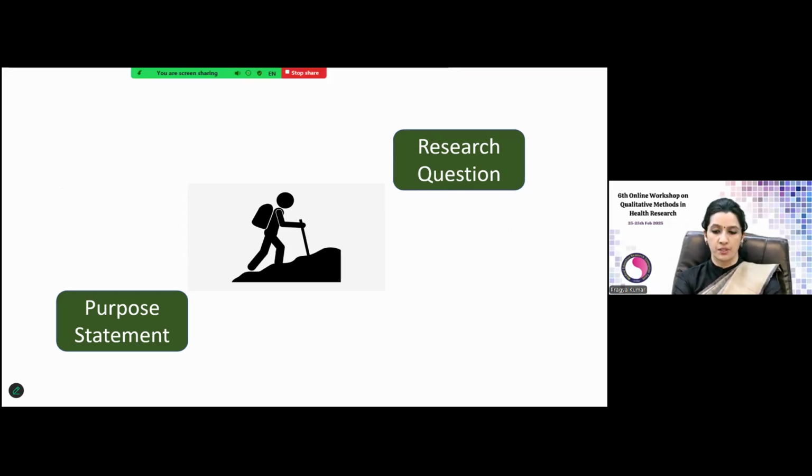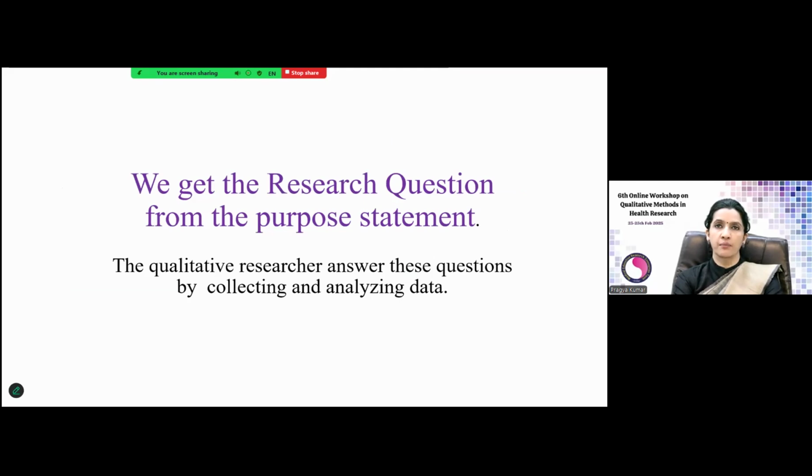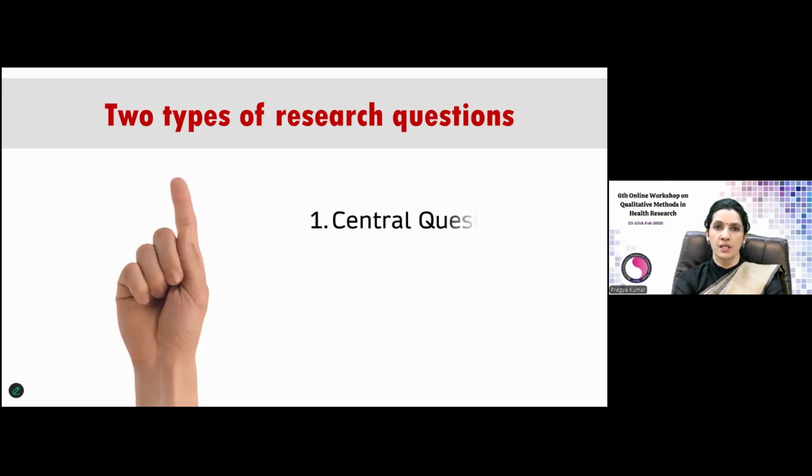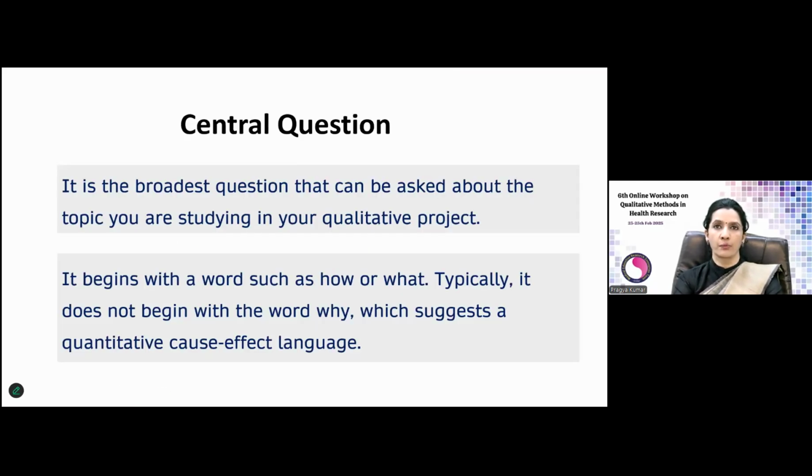Now comes the research question. Generally you have to have some research questions. There are basically two types of research questions: there is a central question and there are sub questions related to that. The central question is one broad question, and generally it begins with words like how, what, and why. But as we have discussed, typically it should not begin with the word why, because why carries cause and effect language, and it hampers the initial rapport building.